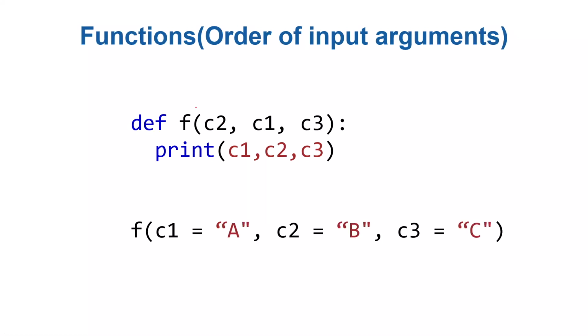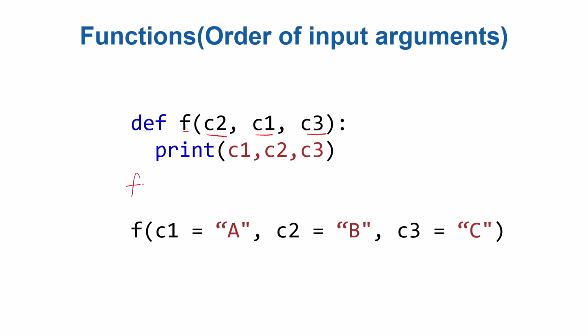In the last video, we saw how we can define a function with more than one input argument. It is important to know that the order of the input arguments is really, really important. For example, if you call this particular function, the name of the function is f, that's not a great name. You should have a name that is descriptive, I recommend writing good names. Let's say this is f, and the very first variable is c2, the second variable is c1, the third variable is c3.